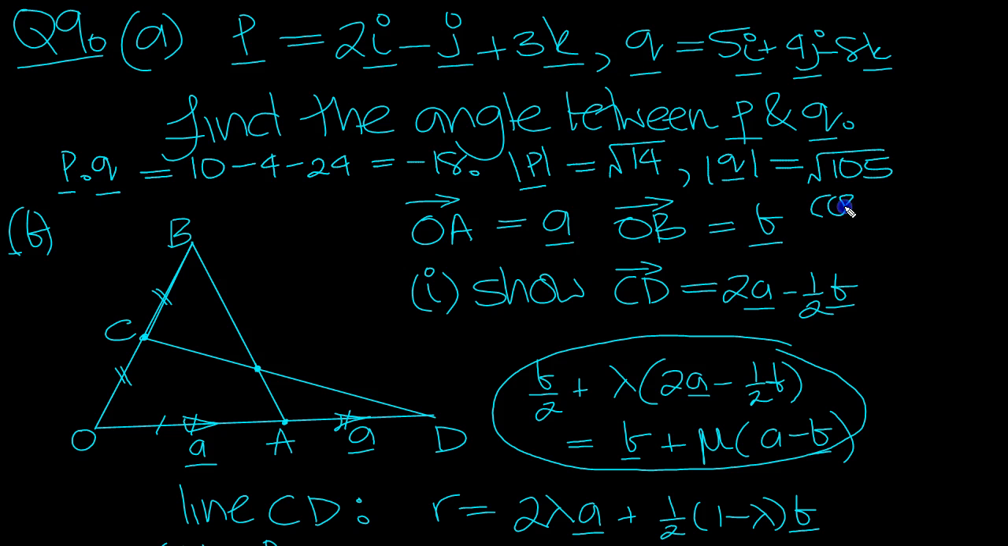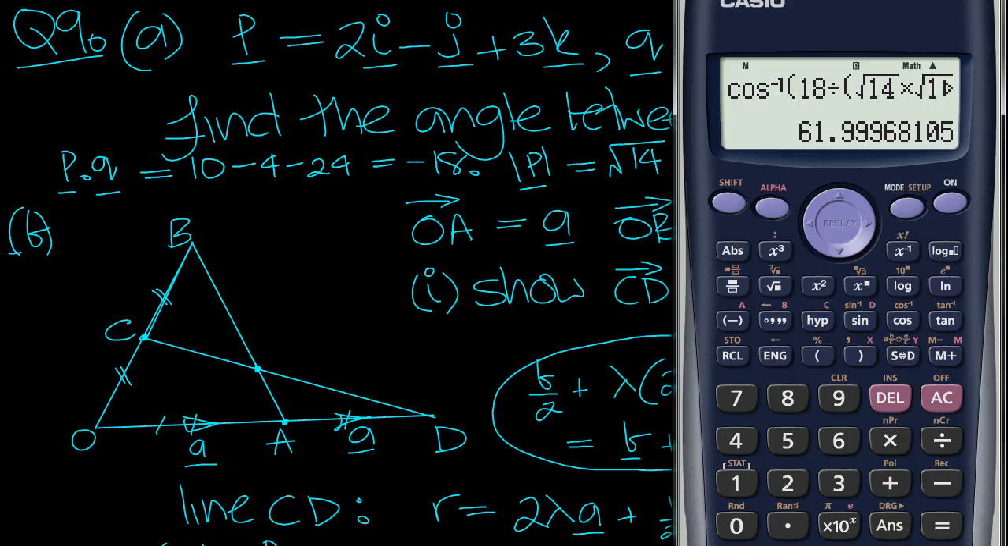So the angle cosine theta using the dot product will be P dot Q, minus 18, over the product, square root of 14 times the square root, you can put them together in the same square root, times 105. So that tells us what theta is then, isn't it? Cosine is negative, so it'll be obtuse. So let's do that then.